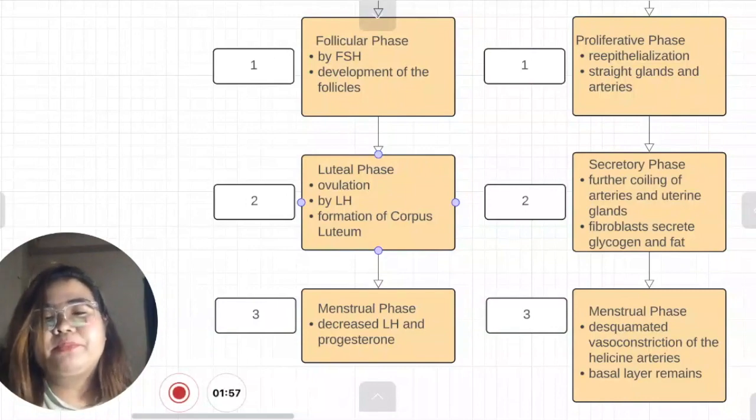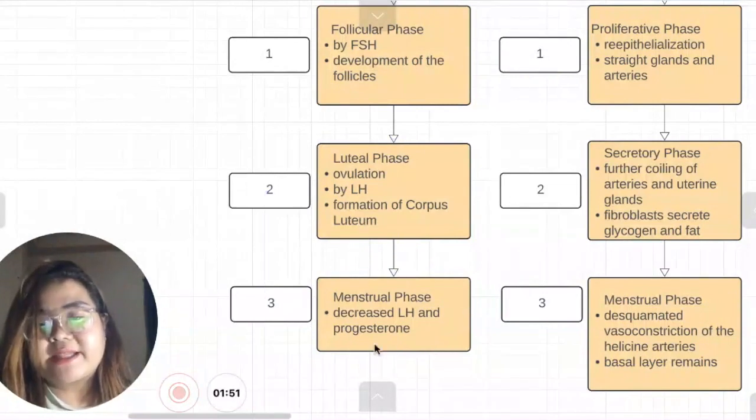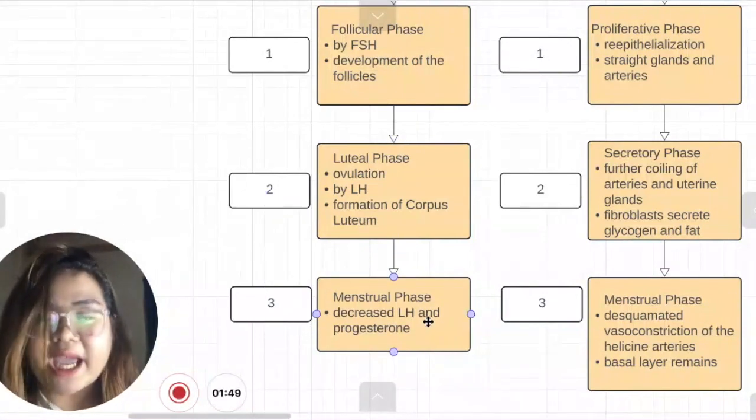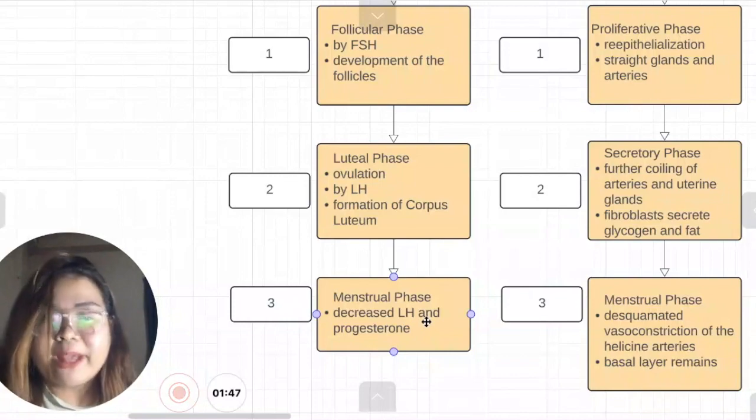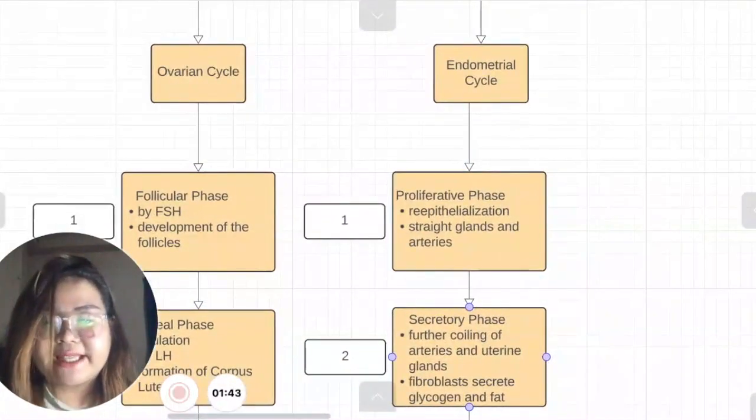Now, thirdly, under the ovarian cycle, we have the menstrual phase. So this phase is characterized by decreased LH and progesterone. So menstrual phase. Now let's talk about the endometrial cycle.